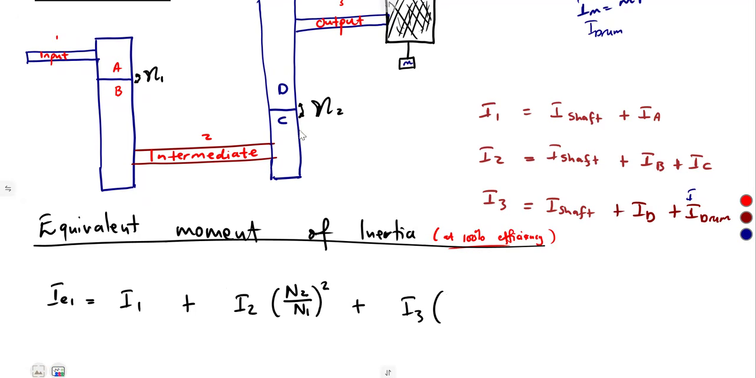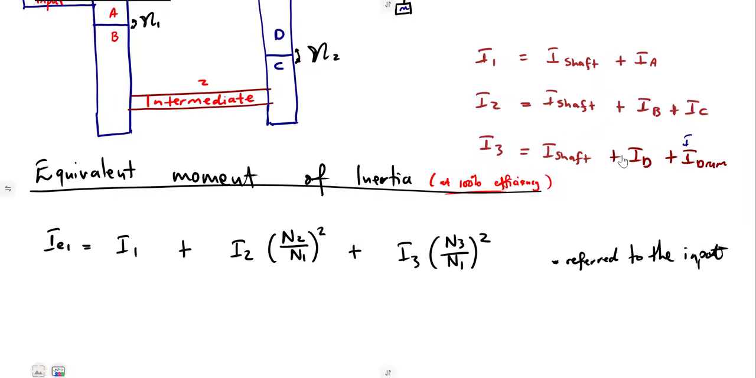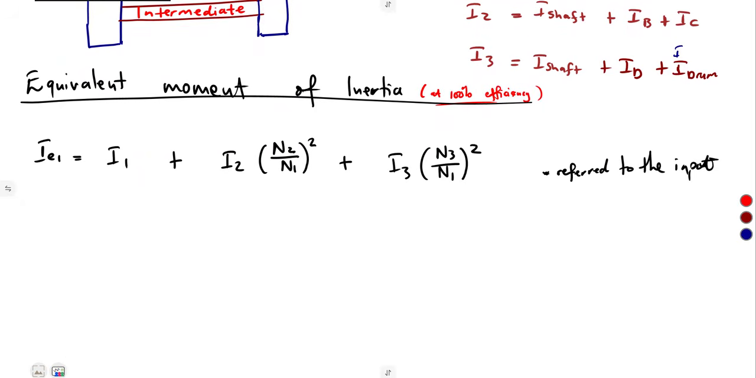So I3 definitely we're going to need speed at the output, N3. So that will be N3 over what? N1, referred to the input. It's over N1. So this is what you're going to have. Referred to the what? Referred to the input, of which you can actually have those efficiencies.